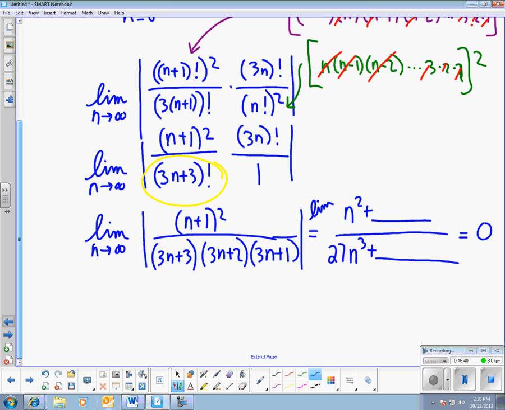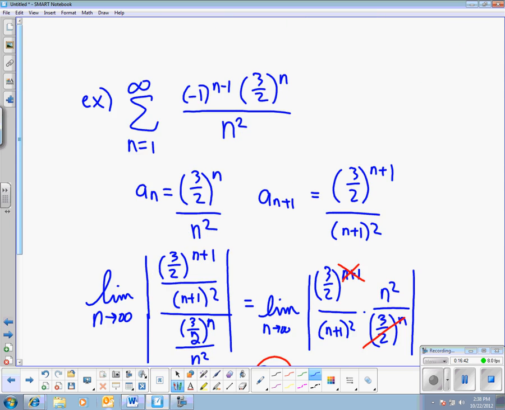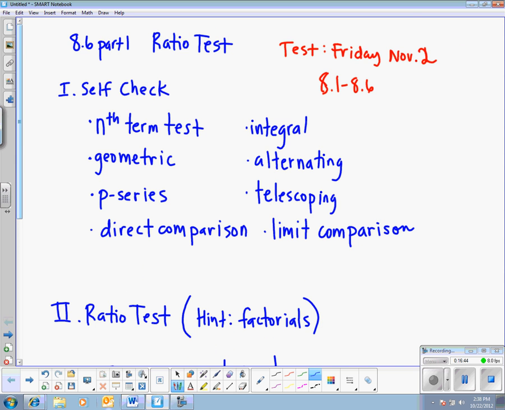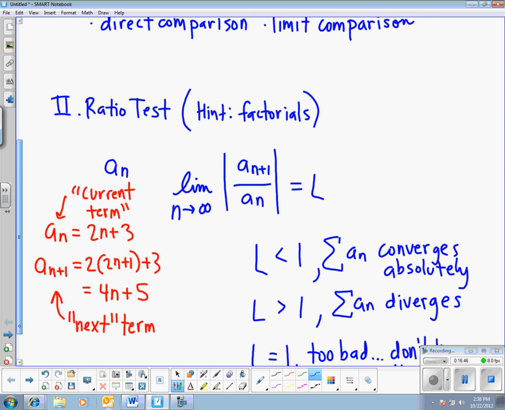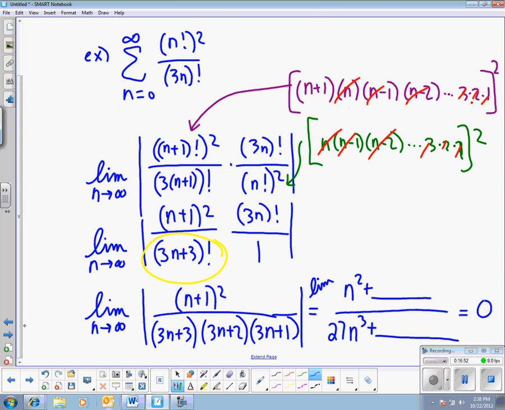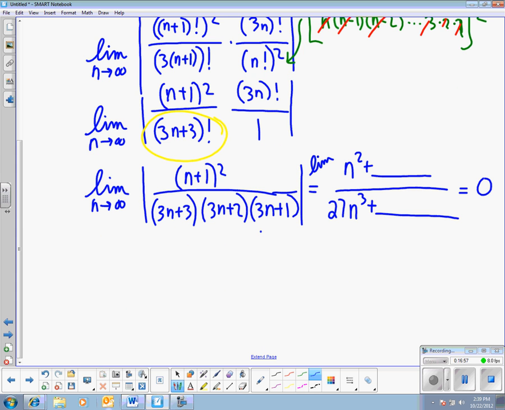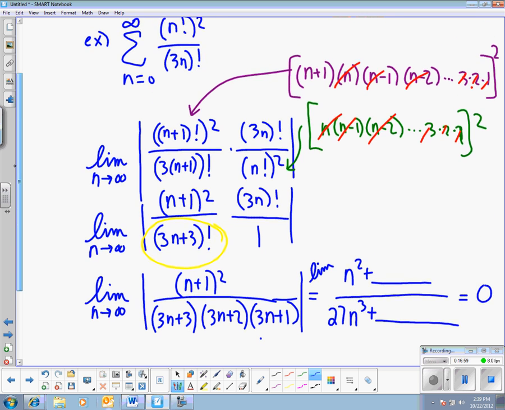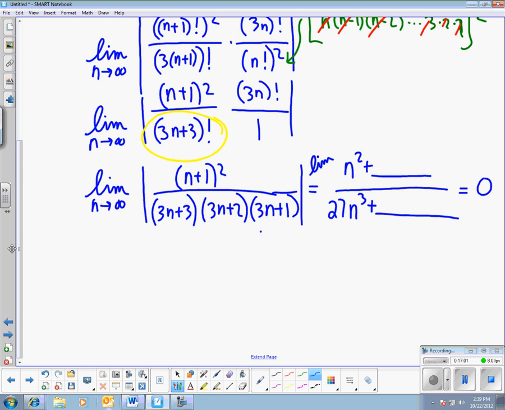And referring to 2 pages ago, if this limit is less than 1, it converges absolutely. So therefore, because I got 0, my conclusion is that the series of n factorial squared over 3n quantity factorial converges.